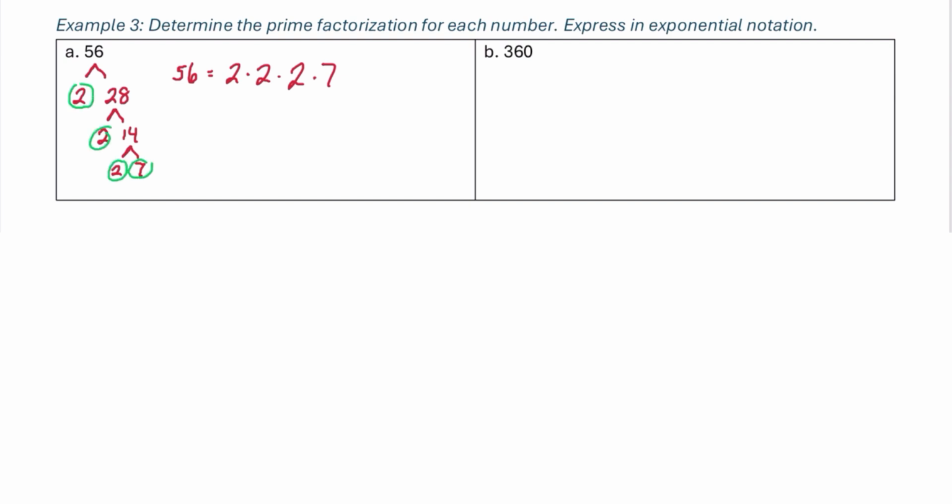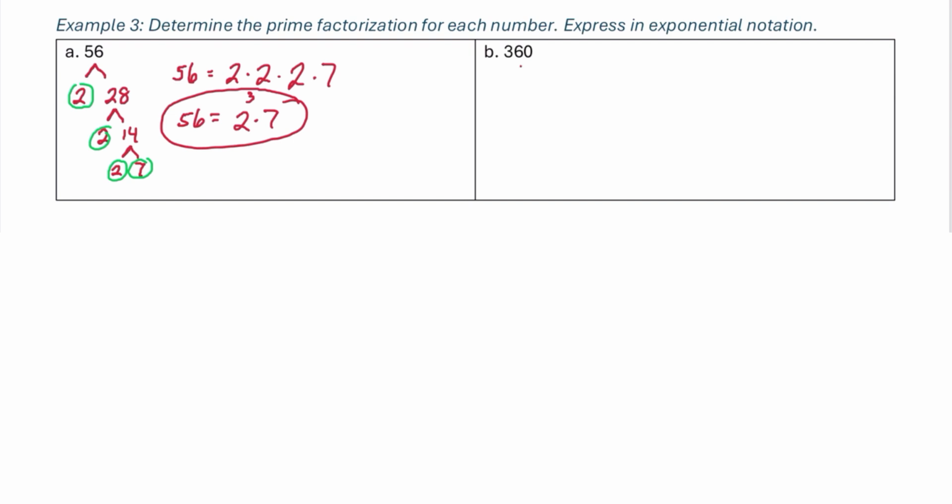2 times 2 times 2 times 7. Another way of writing that, since the factor 2 occurs 3 times, we can write that as 2 cubed times 7. And that is the prime factorization of 56.